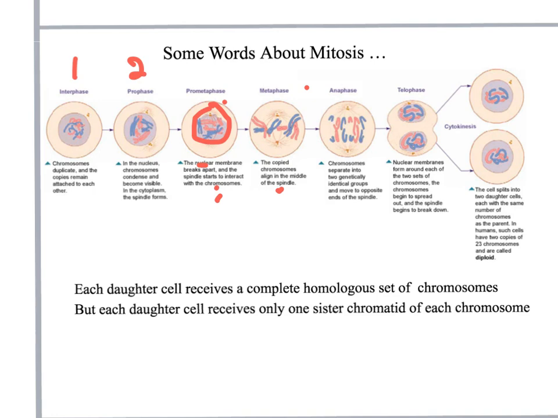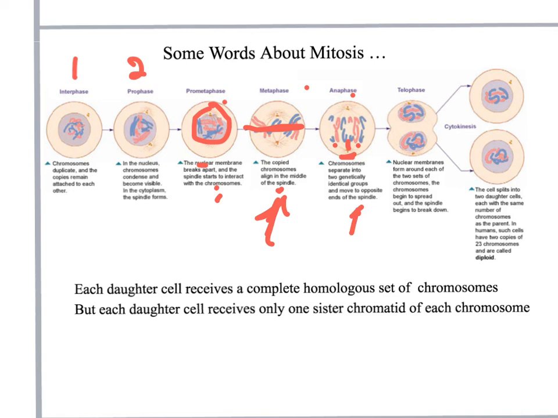The copied chromosomes are aligning in the middle of the spindle. So they're kind of lining up on the equator, and the spindles are guiding them to do so. And then in anaphase, the chromosomes are separating into two genetically identical groups, and they move to the opposite ends of the spindle. So your spindle now created poles. You have a north pole and a south pole with spindles at each end, and then the spindle arms are separating the chromosomes, they're pulling them apart. In metaphase, the spindles made the chromosomes line up along the equator. And then in anaphase, the spindles separated the chromosomes.